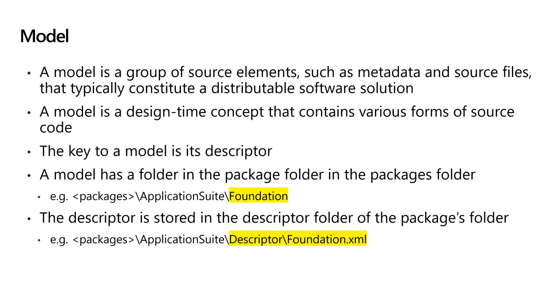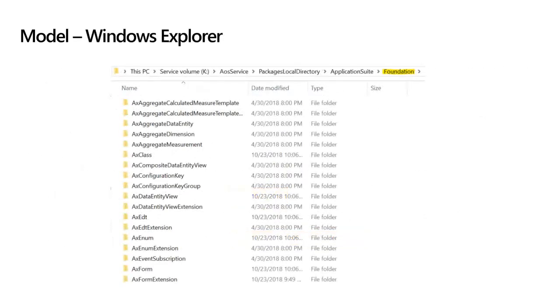The descriptor is stored in the descriptor folder of the packages folder. So application suite, descriptor, and then in the application suite descriptor folder, the foundation file is the descriptor file. And this is in the Windows Explorer, the models are inside the package, and the model folder contains all the normal AOT items, classes, EDTs, all those things, the normal standard folders for source code.